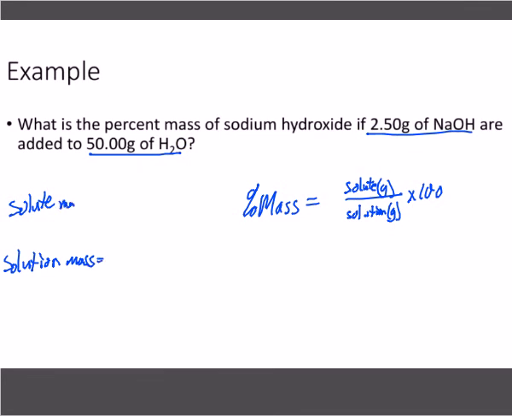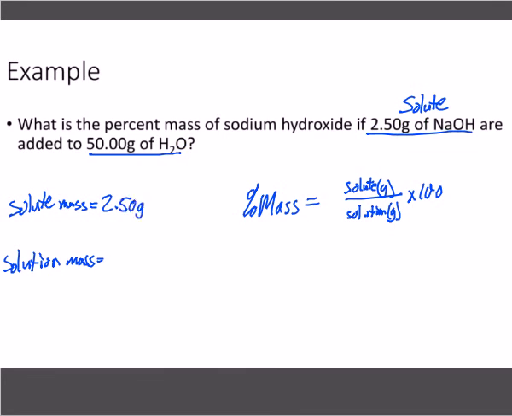Solute is sodium hydroxide. How do you know that, Garrett? It says what percent mass of sodium hydroxide if 2.5 grams of sodium hydroxide are added. Added, right? That's the key. Guys, remember, this is where knowing your definition, your vocab. So I'm having a vocab quiz. Okay, solute is what you add to the solvent. So you're adding the sodium hydroxide. That's how you know that this is your solute. So our mass of our solute is 2.50 grams.